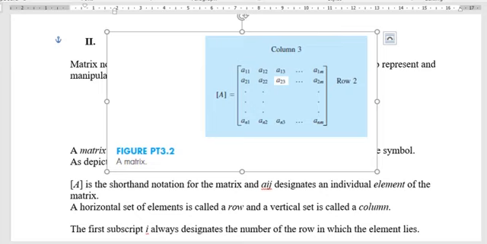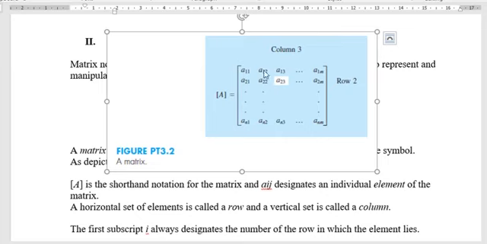So our horizontal set of elements is called a row, and a vertical set is called a column. The first subscript i always designates the number of the row in which the element lies. So for example, here is A1,1. Its i is 1. If it's in the next row, it's 2: A2,1, then A3,1, A4,1.